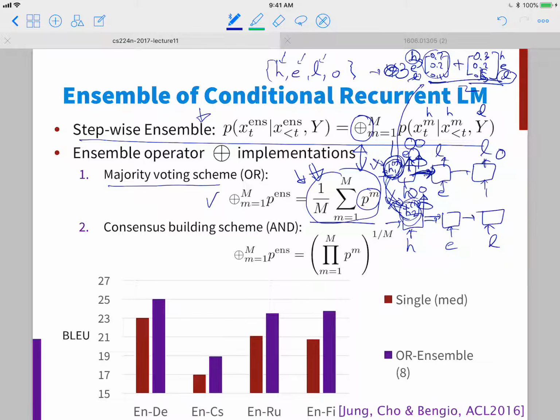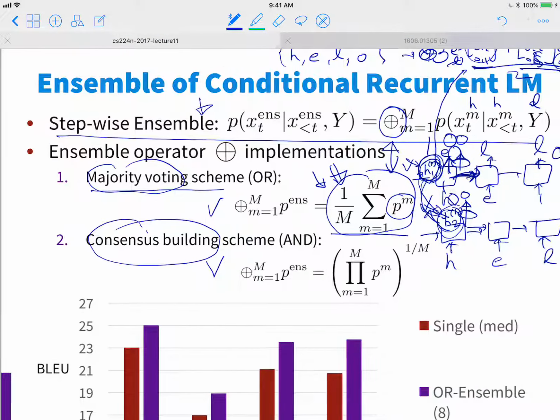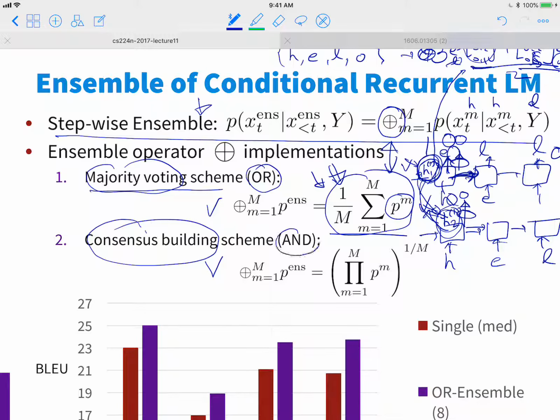So you got the idea of the average of these hidden state vectors, and then what are the differences between the two, majority voting and the consensus building scheme? I actually don't have much idea about what these mean, but what do these OR and AND mean?